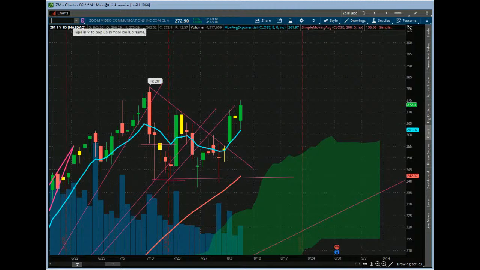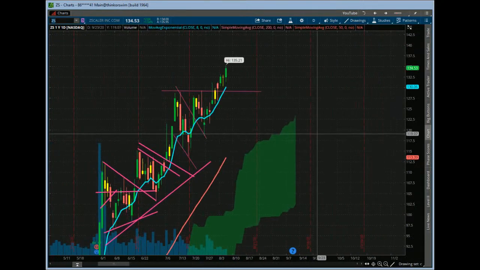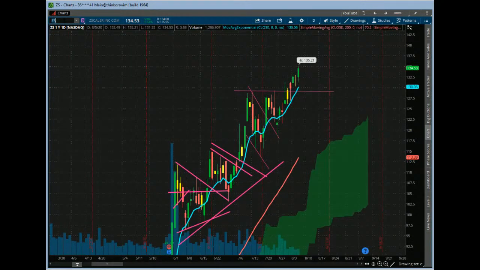So beautiful there. And then ZS, another Z name. ZS also took an inside day up today as well and got to all-time highs. Very, very nice on Zscaler.